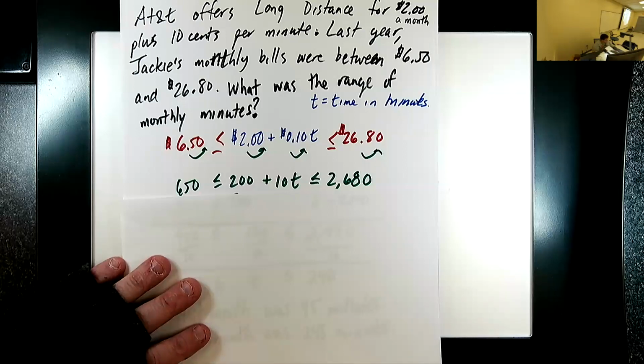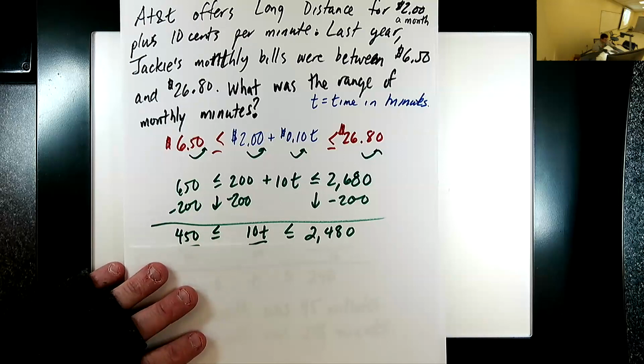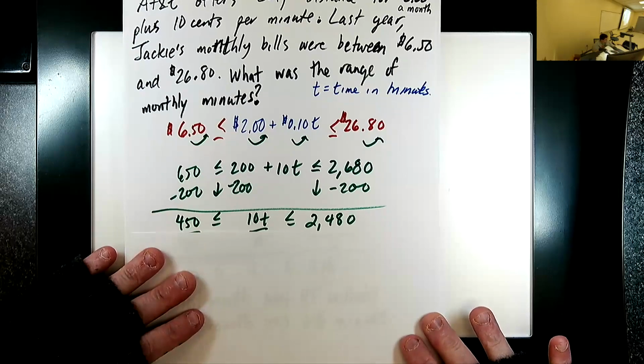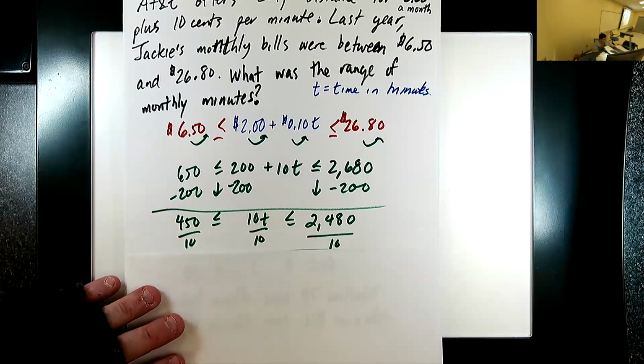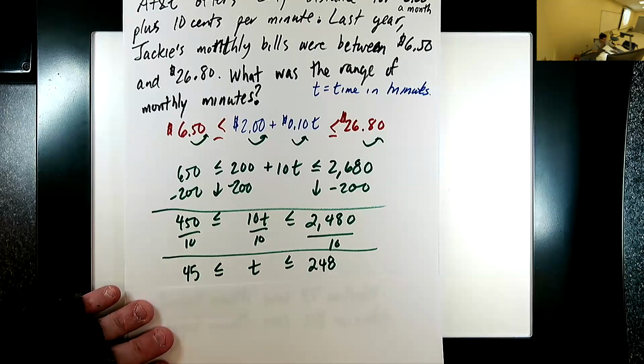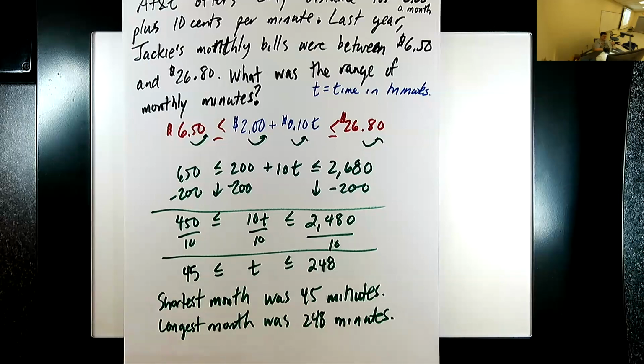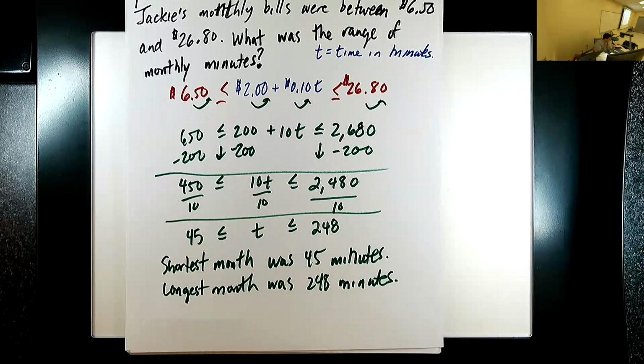Now we solve normally. We subtract the 200, and we get 450 is less than or equal to 10t, which is less than or equal to 2,480. Divide by 10, and we get 45 is less than or equal to t, which is less than or equal to 248. So the 45 represents the fewest number of minutes Jackie used, in the shortest month. The 248 is the biggest bill she paid, so 248 minutes in the largest month.